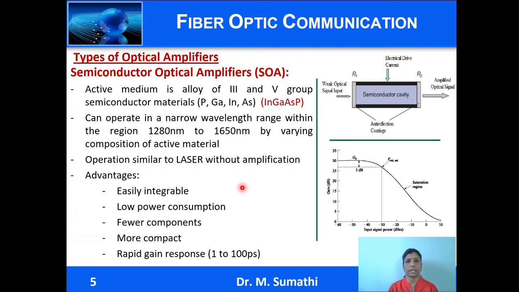The advantages are the semiconductor optical amplifier is easily integrable, so it can be easily integrated into the same substrate as that of optical circuits and devices. And power consumption is lesser compared to that of a doped fiber amplifier, it requires fewer components and is more compact, and has rapid gain response. The advantage is that it can be used in switches and for signal processing applications. But the disadvantage is that this rapid gain response causes fluctuation in the gain for different signal formatting, and it also causes crosstalk in multi-channel systems.